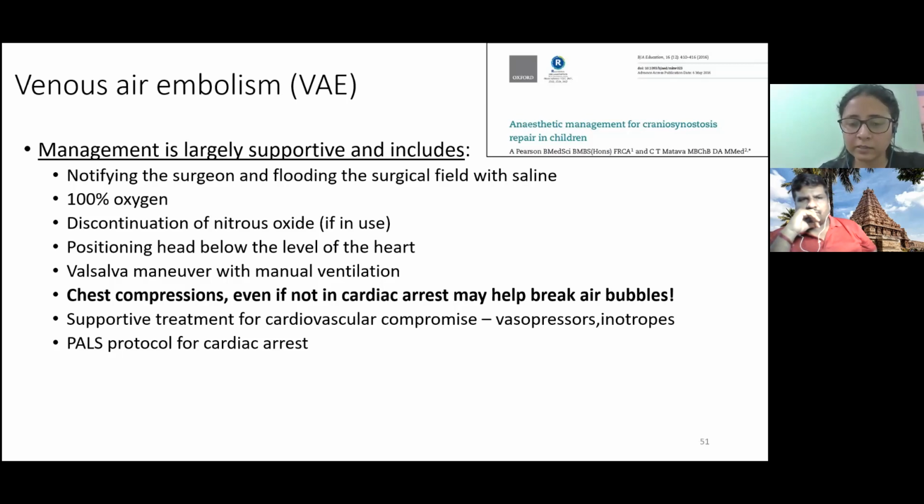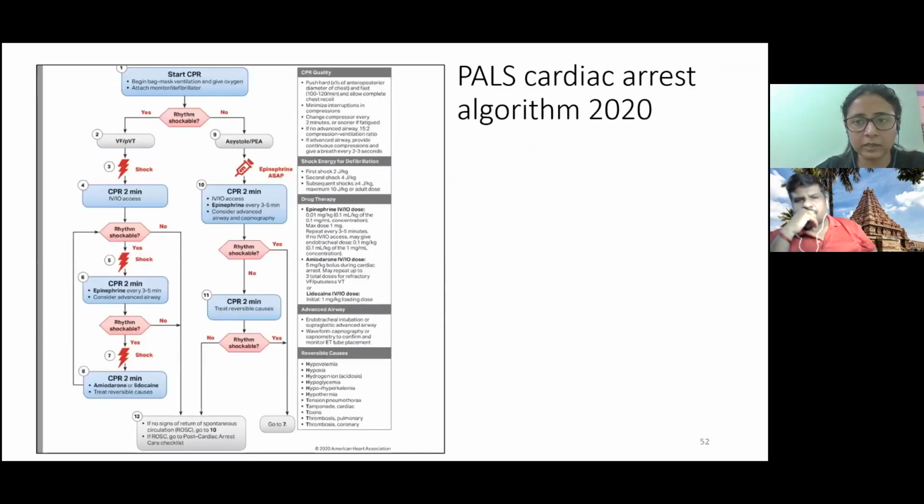Supportive treatment for cardiovascular compromise in the form of vasopressors and inotropes, and pediatric advanced life support protocol for cardiac arrest. So this is the PALS cardiac arrest algorithm, which was published in 2020. The notable differences are obviously the dose of shock. The first shock, for a shockable rhythm, is 2 joules per kg. Second shock is 4 joules per kg, and subsequent shocks are greater than 4 joules per kg. Maximum 10 joules per kg or adult dose.